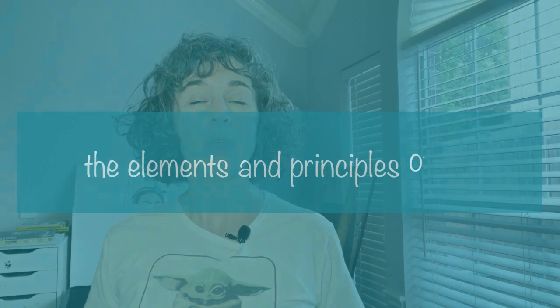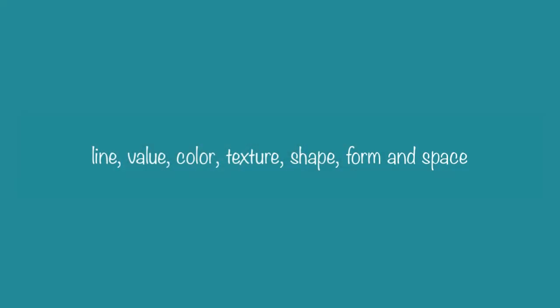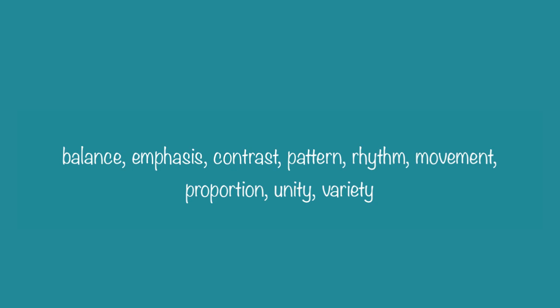Let's begin. Elements and principles of art. The elements of art are your foundational tools that you use to create all art. They include line, value, color, texture, shape, form, and space. You use the elements every time you make art, even if you aren't thinking about it. The principles of art are created by your use of the elements of art. They include balance, emphasis, contrast, pattern, rhythm, movement, proportion, unity, and variety. They are experiential states that can be part of how we communicate ideas and messages in our art.